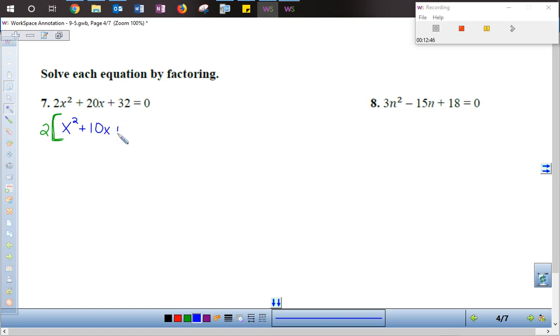And 32 divided by 2 gives me 16. Then you can close your brackets and bring down your equal 0. Now on the inside, let's keep going. Let's see what else I can do. So I've taken out a GCF.